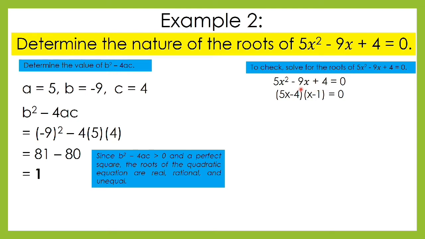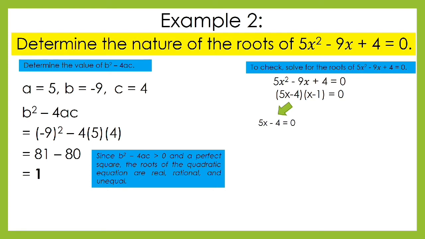To get negative 9x, we multiply the outer terms, which is 5x and negative 1, that is negative 5x. And then we multiply the inner terms, negative 4 and x is negative 4x. We add the product of the outer terms and the product of the inner terms, negative 5x plus negative 4x equals negative 9x. After getting the factors, we equate the factors to 0.